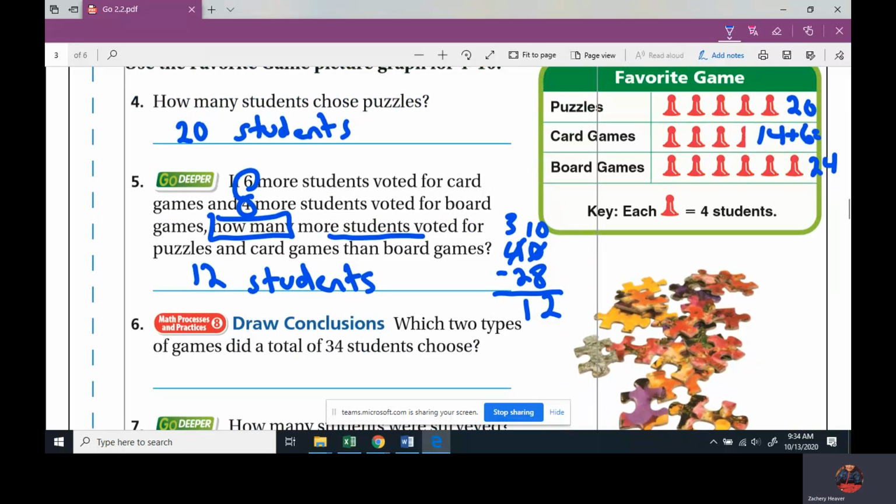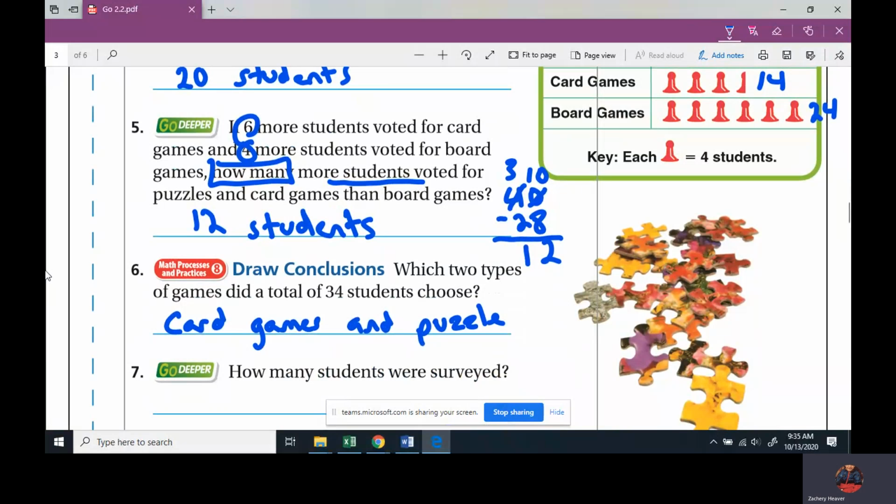Cortland, let's see if you can get this one. If I add 2 of these up and it equals 34, what 2 am I going to add up? That makes 44, so that's a little bit too much. Wait. 14 and? Good. So what has 14? What game? And what has 20? There you go. Card games and puzzle. Great, Cortland. Great.